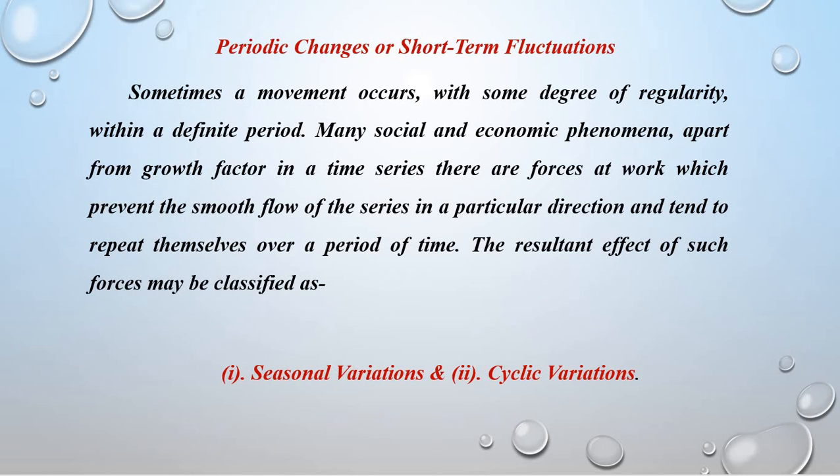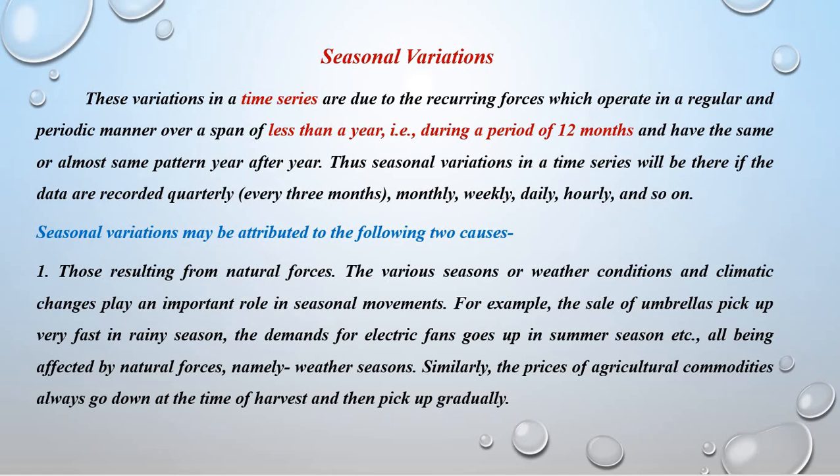The second component is periodic changes or short-term fluctuations. Sometimes a movement occurs with some degree of regularity within a definite period, in many social and economic phenomena. Apart from the growth factor in a time series, there are forces at work which prevent the smooth flow of the series in a particular direction and tend to repeat themselves over a period of time. So the resultant effect of such forces may be classified as seasonal variation and cyclical variation.